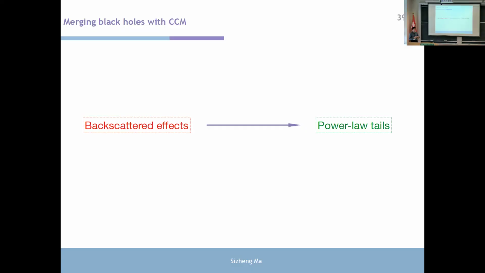As we know, those tails come from the backscattering of gravitational waves off large-scale spacetime curvature. So if we want an algorithm to pick up this infrared structure, we really need this algorithm to cover the entire simulation domain. And this is exactly what CCM is good at.